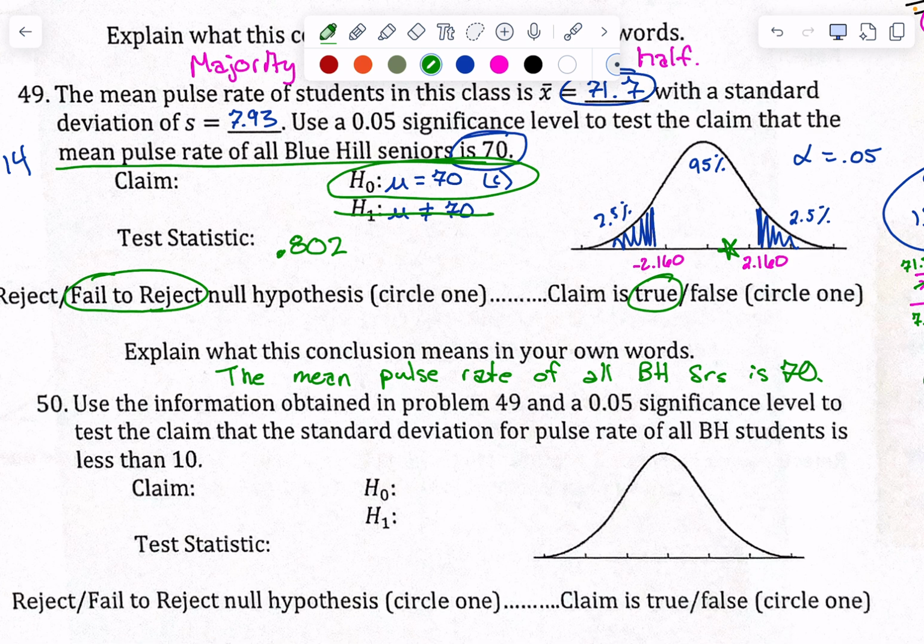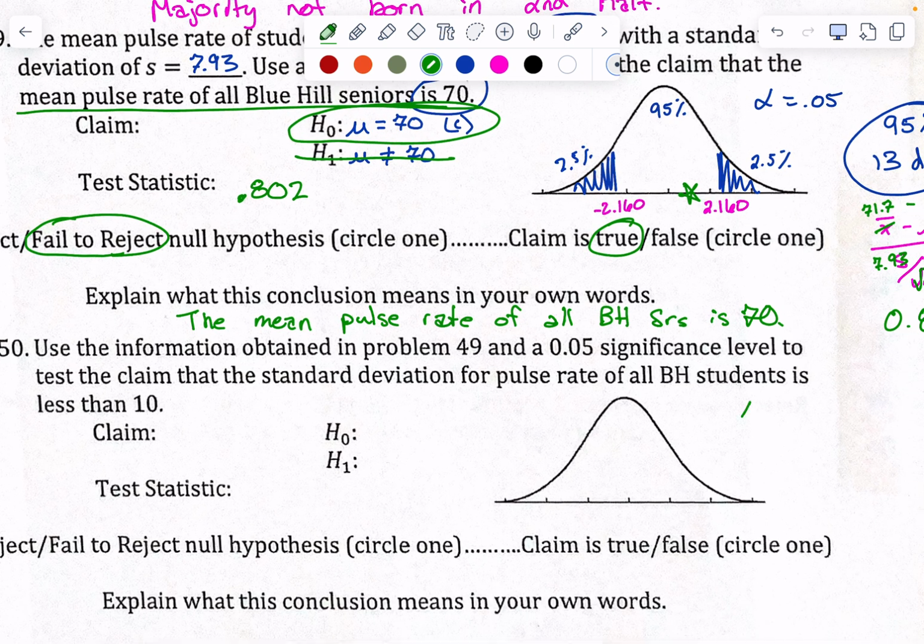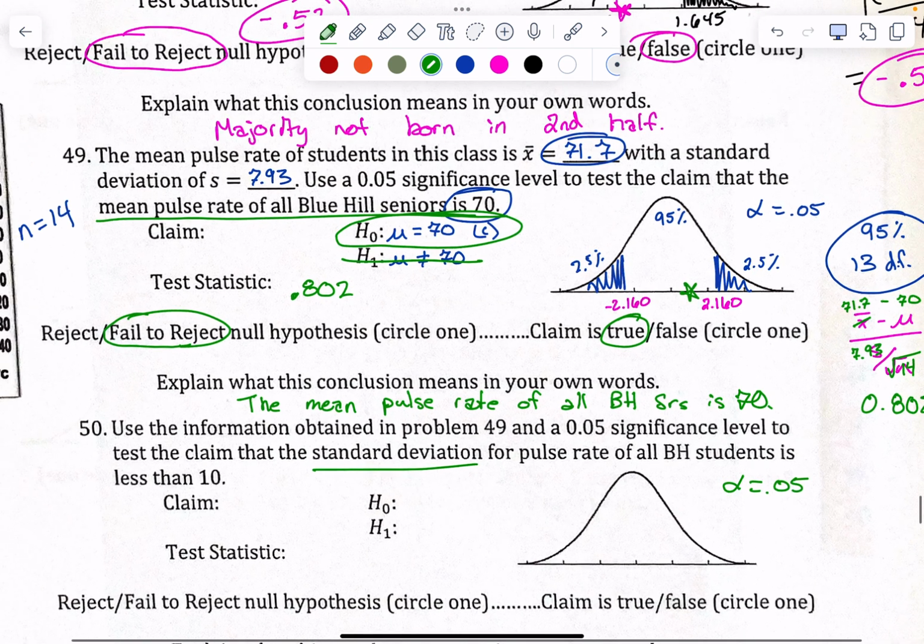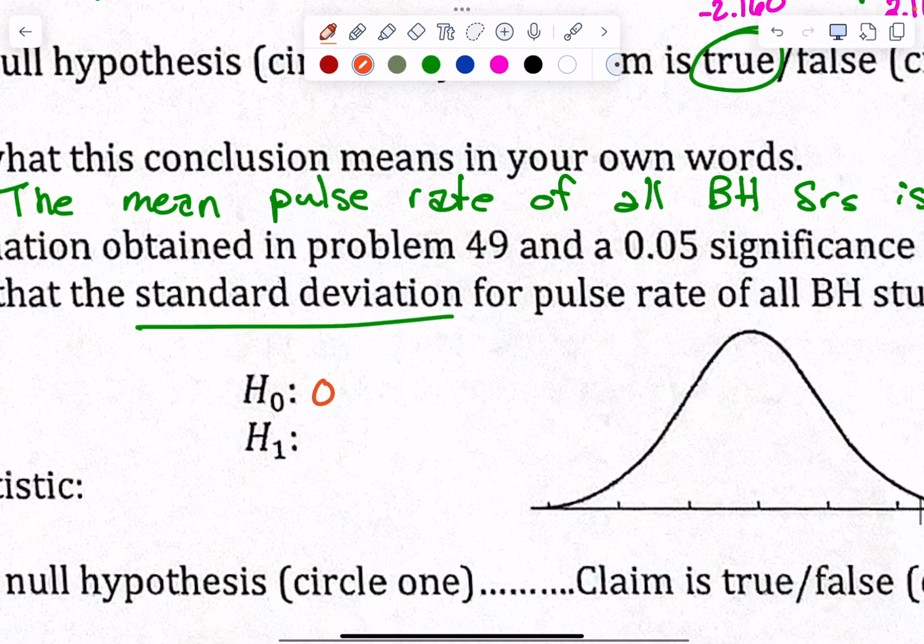Use the information obtained in problem 49 to test at a 0.05 significance level the standard deviation. We want to say that the standard deviation is less than 10. Our standard deviation is 7.93. That is in fact less than 10, but is it lower enough to say it will always be less than 10, or is it close to 10? So what symbol do we use? Sigma. Sigma is equal to 10, and sigma is less than 10, and that is the claim on the bottom.